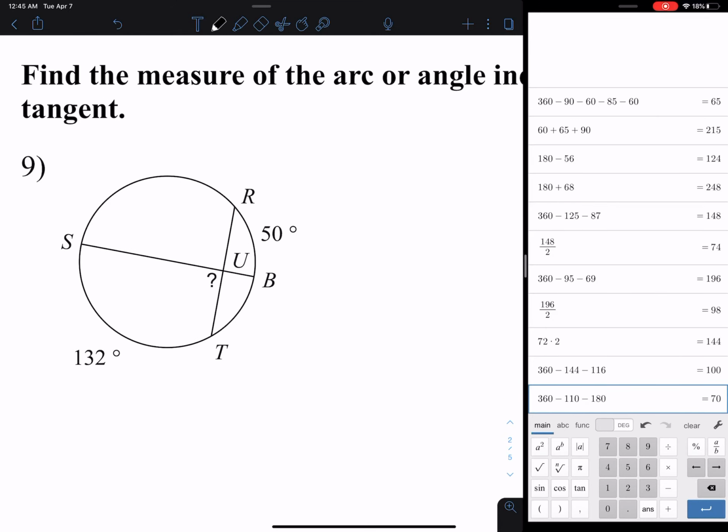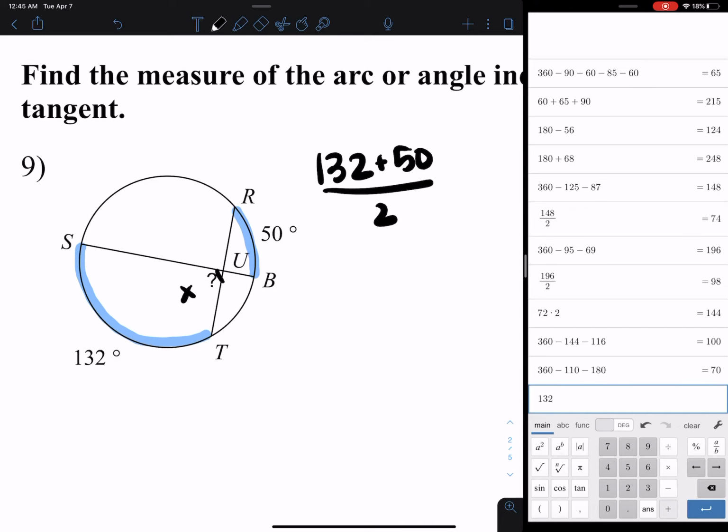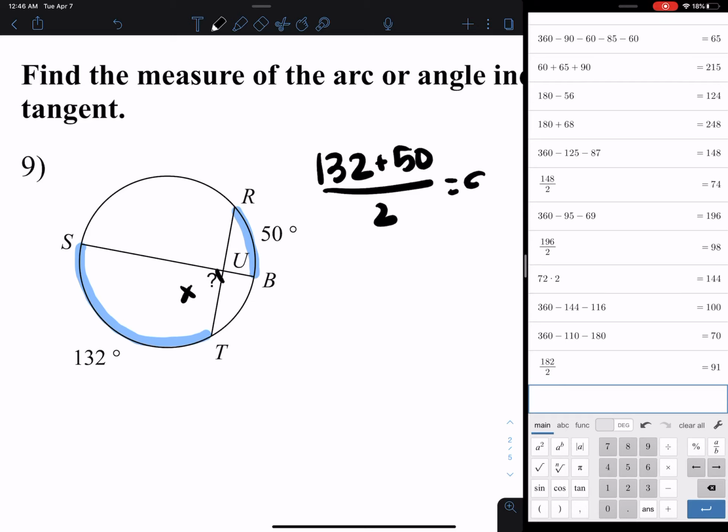The next one is interior and exterior angles. So when it's interior, we add the arcs together and divide by 2 to find that missing angle. If it's exterior, we subtract. So interior is adding, exterior is subtracting. So we're finding this one, I'm going to call it X. So we have 132 plus 50 divided by 2. So in the calculator, we have 132 plus 50, which is 182, and I'm going to divide that by 2. And that gives us 91 degrees for that interior angle.